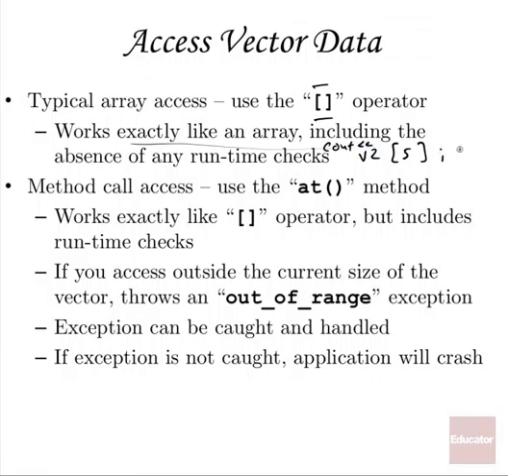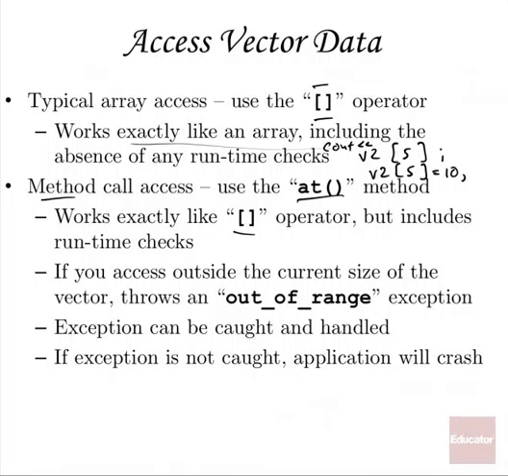So -5 will print. So we don't want that to be -5. Let's say v2 of the 5th element. Let's make it equal to 10. Just like array access. You can also use the method call because a vector is an object. It has methods. It's got internal attributes and fields. One of the methods is at. It works exactly like the array operator, but it includes runtime checks.